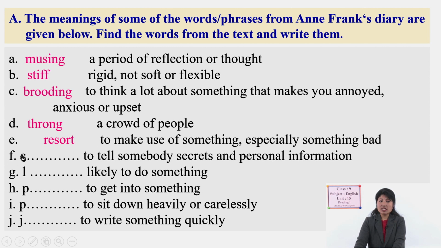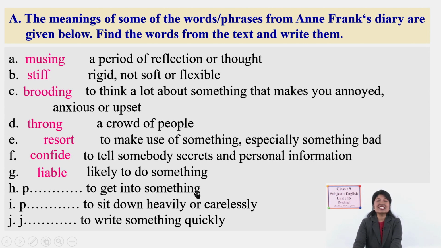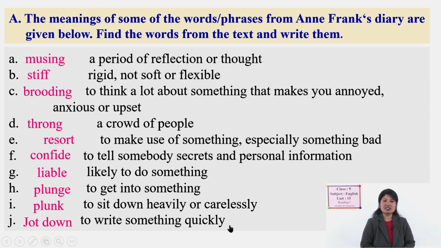So these words we have already gone through. We went through the meanings while explaining the text. I hope you remember all these words. Number F. To tell somebody secret and personal information. It starts with C. It is confide. Number G. Likely to do something. What is that? Liable. Number H. To get into something is plunge. Number I. To sit down heavily, carelessly, is plunk. Finally, number J. To write something quickly is jot down. Okay, with this we have done exercise A.